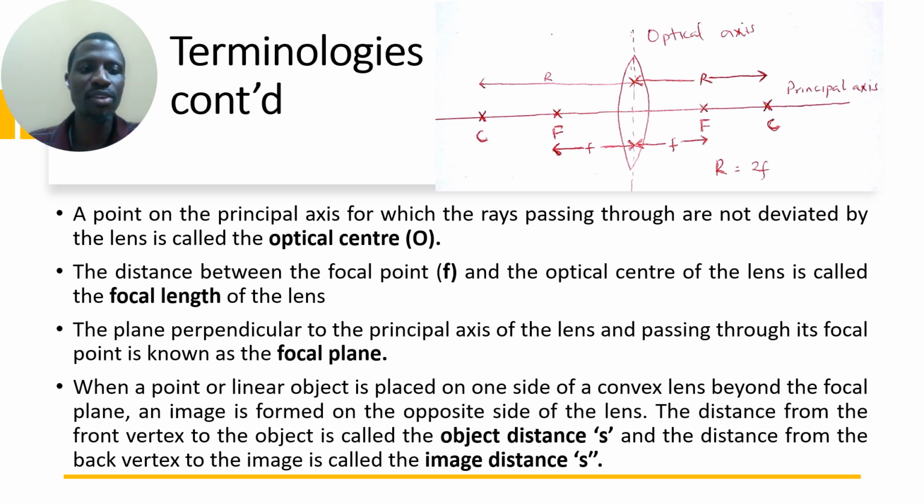The distance from the front vertex to the object is called the object distance, denoted as S, sometimes U, and sometimes D naught. And the distance from the back vertex to the image is called the image distance, denoted as S prime. Sometimes we use V, or D subscript I, to represent the image distance.